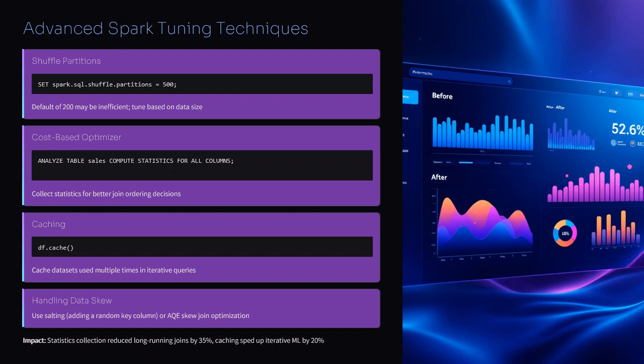Finally, handling data skew is critical for avoiding bottlenecks. Techniques like data salting, adding a random distribution key, or relying on Spark's adaptive query execution skew join capabilities help distribute work evenly and prevent straggler tasks from slowing down your jobs. Together, these tuning strategies complement core optimizations, enabling you to fine-tune Spark workloads for improved efficiency, stability, and speed, especially in complex or large-scale pipelines.